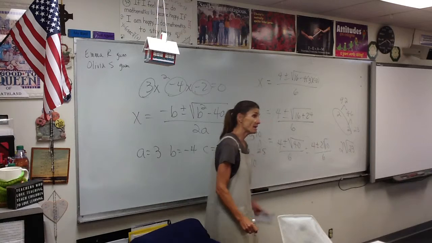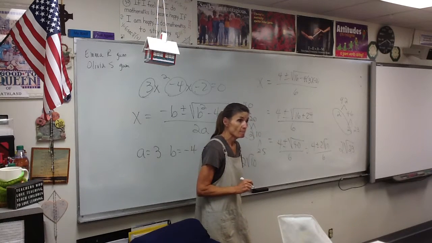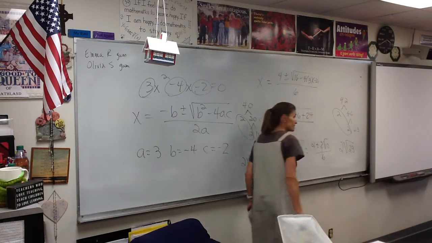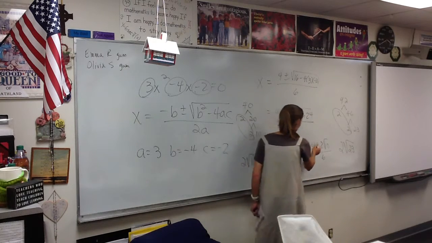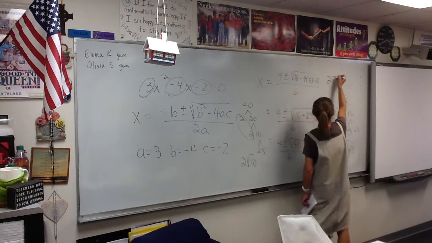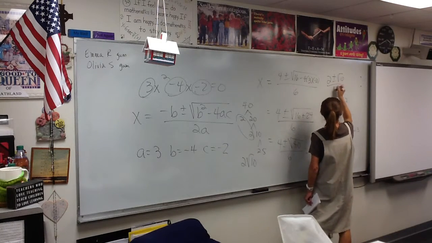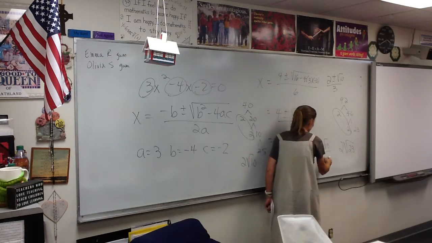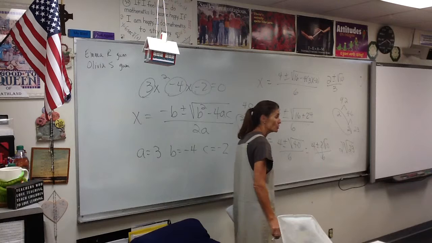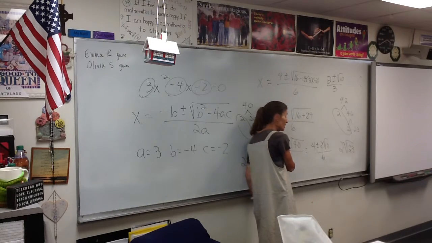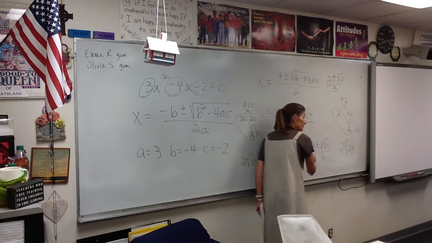Some of you had that, and you still missed a point, because why? It simplifies. You can take a 2 out, a 2 out, and a 2 out, so the final answer is 2 plus or minus root 10 over 3. Because I take a 2 out of here, a 2 out of here, and a 2 out of here. You cannot take a 2 out of here and a 2 out of here. You got to take it out of everything.